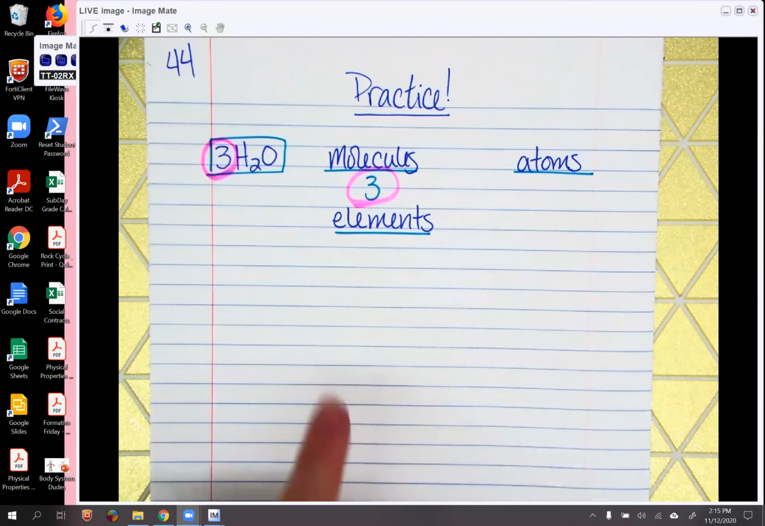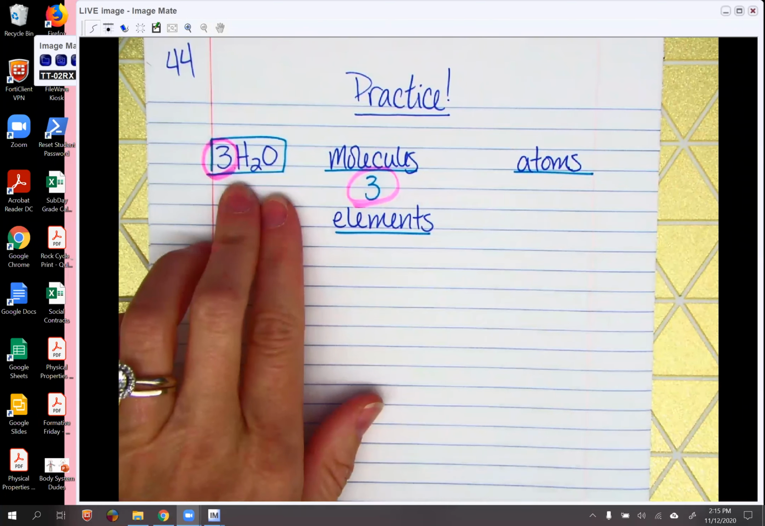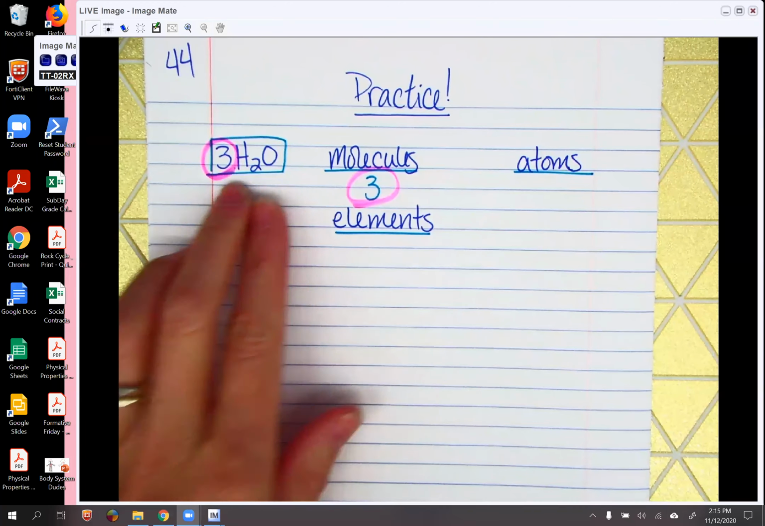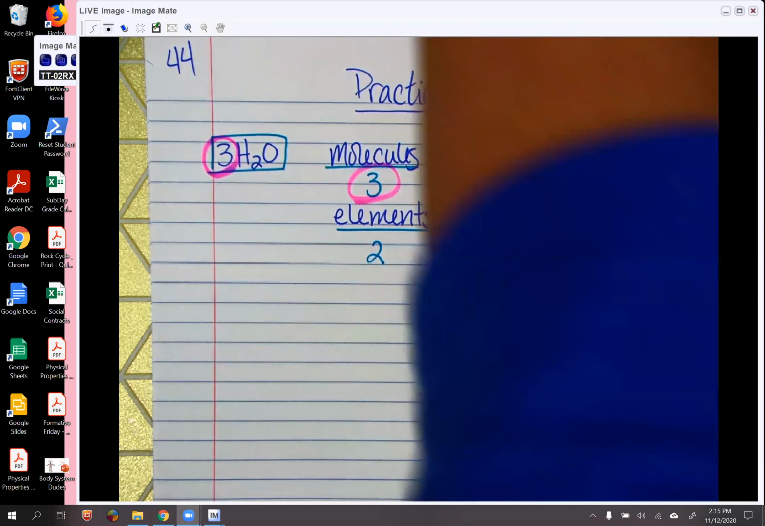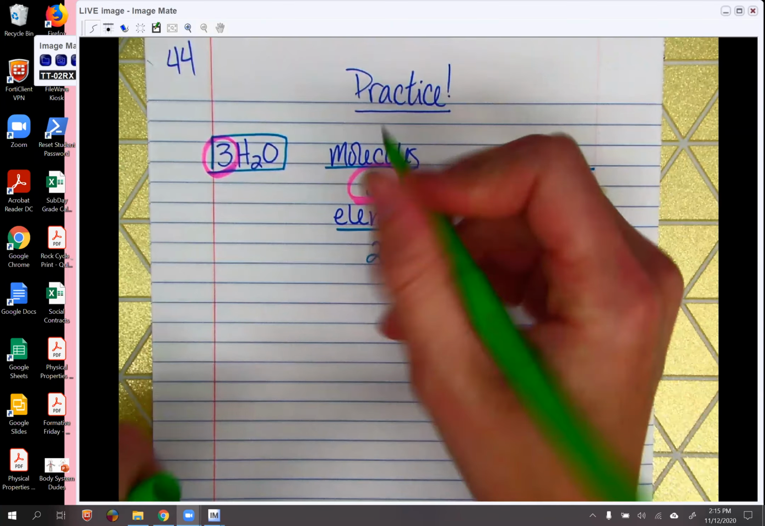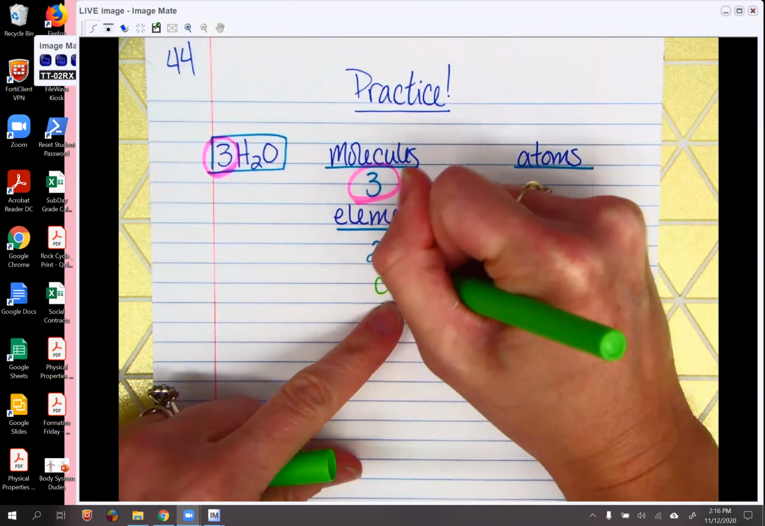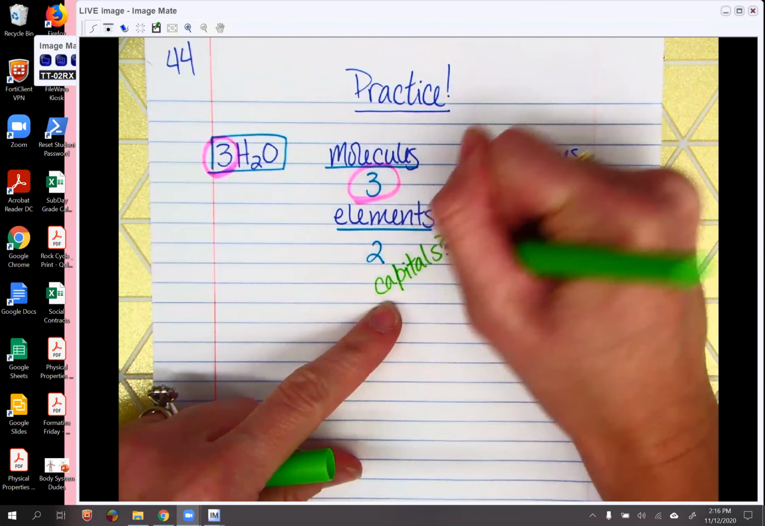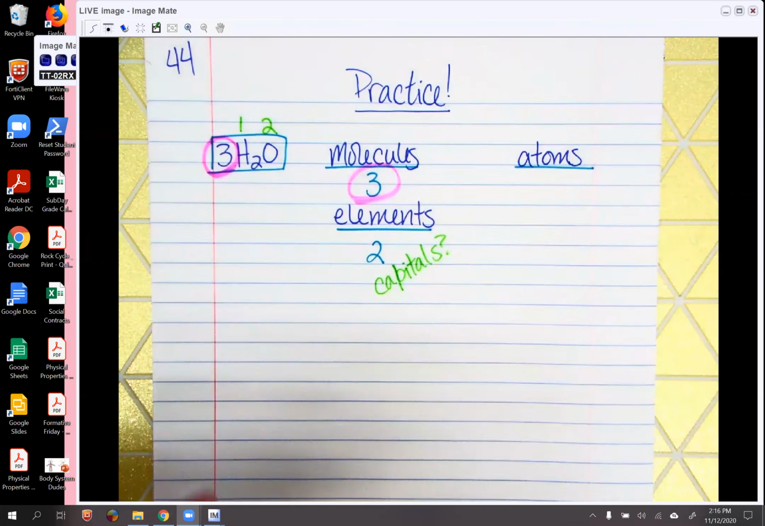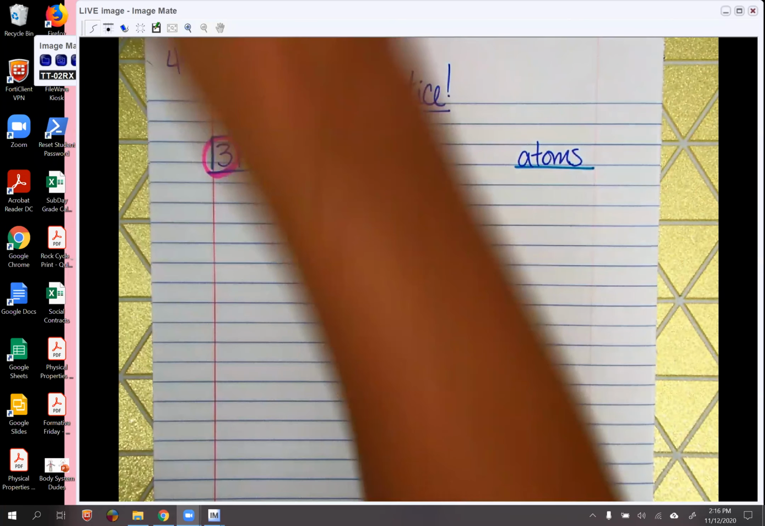When we're asking about the number of elements, we're looking for those capital letters because the capital letter signals a new element. How many capital letters do I have? 2. So, capital letters. One, 2. So that's how we got 2.